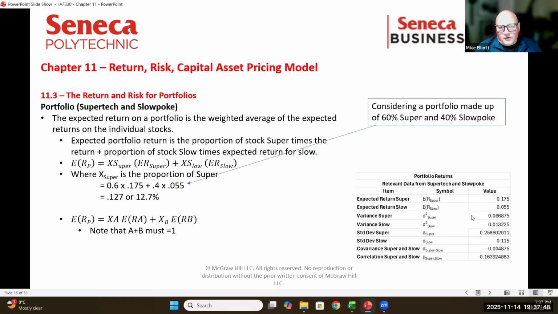And then consider what we've already come up with in our calculations. The expected return for super was 17.5, for slow was 5.5. We had the variance of each, we had the standard deviation of each. We calculated the covariance and we calculated the correlation.